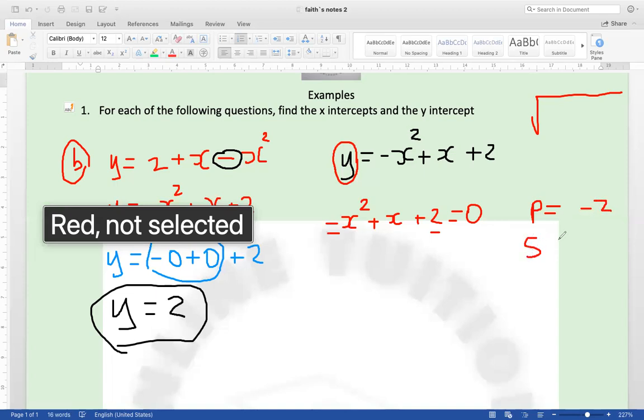The sum is this number which is here, +1. Then the factors of what? We're talking about the factors of the product. So definitely it's just 1 and 2, and they are already 2.